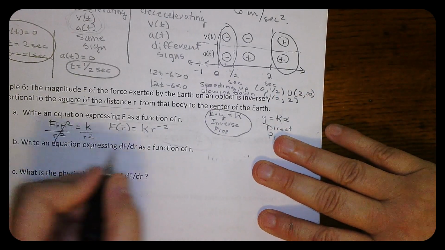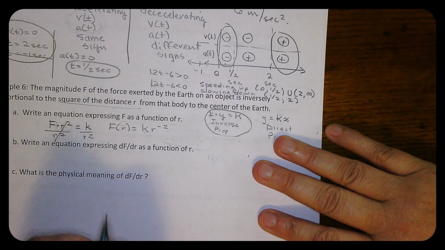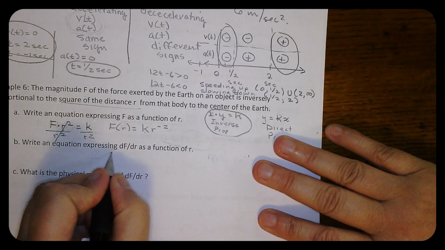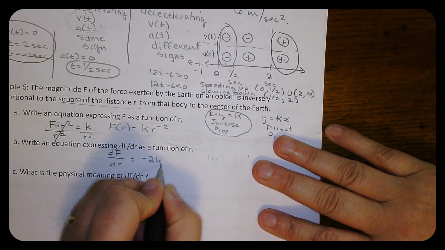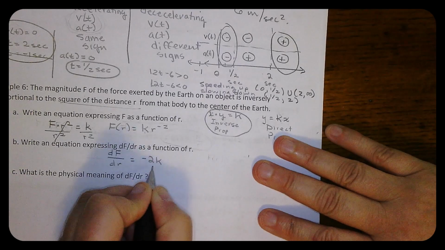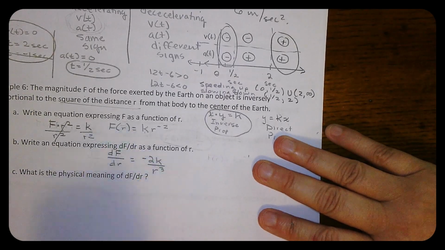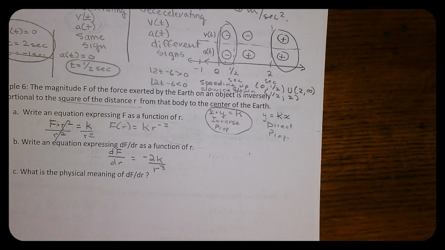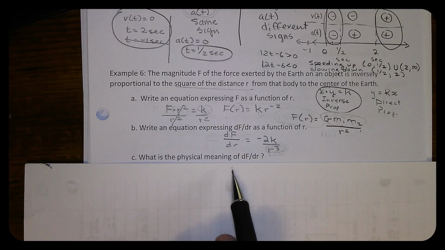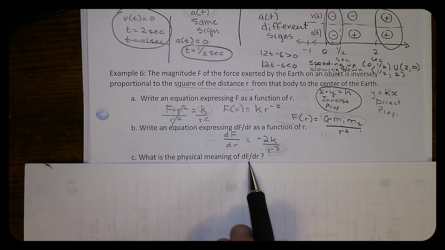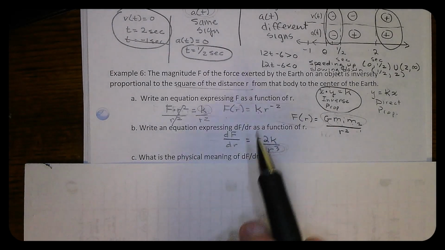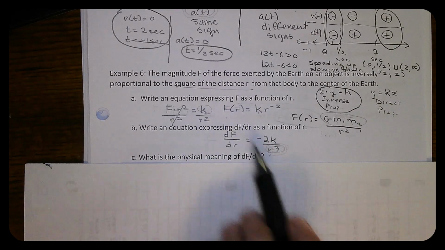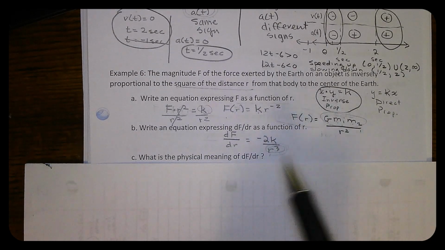Write an equation expressing the derivative of force with respect to the radius as a function of r. So the derivative of this function would be negative 2 times some constant k r to the negative 3, which ends up being negative 2k divided by r cubed. Okay, so what is the physical meaning of the derivative of the force exerted by the Earth with respect to the radius, or the distance that body is from the center of Earth?